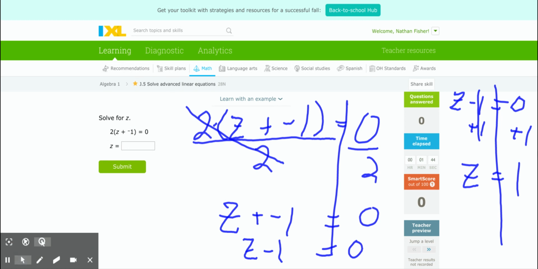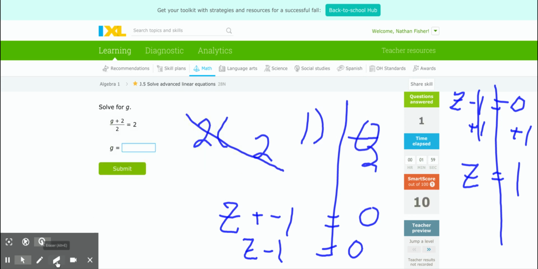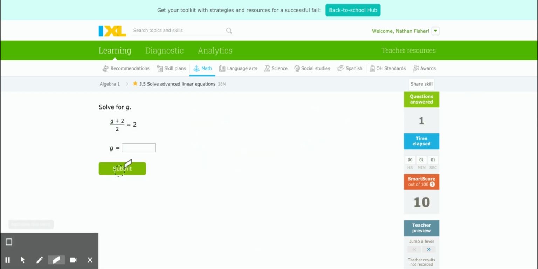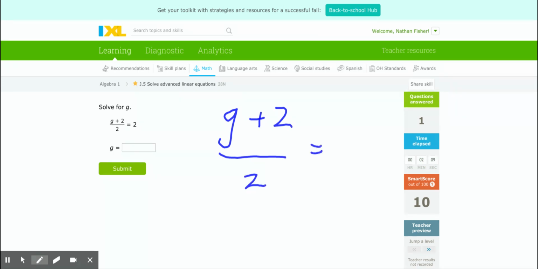Remember, you can check by plugging in whatever value you get back into the variable. So if I plug in 1 here, 1 plus -1 is 0. 2 times 0 would equal 0. So that checks out. Awesome. Let's go through another one. Something like this. I have g plus 2 divided by 2 equals 2.